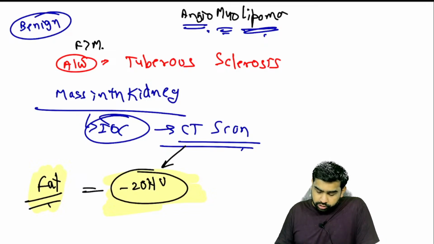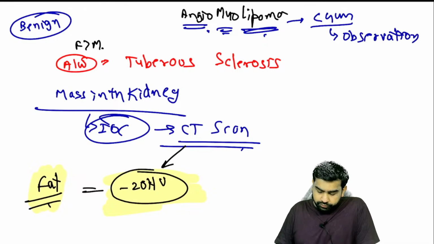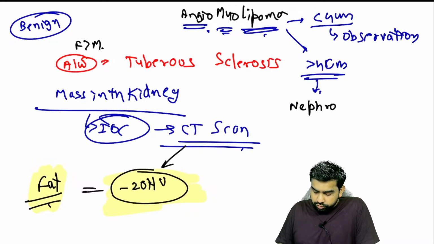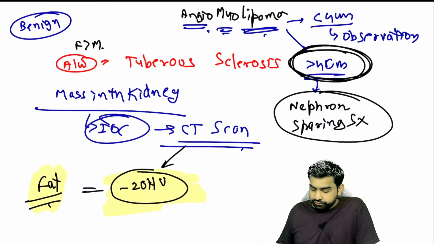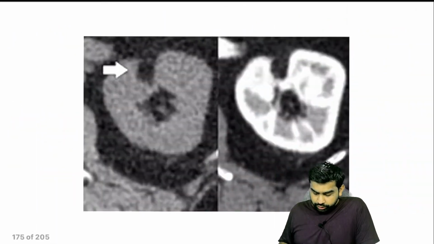What about the management? If the size of the tumor is less than 4 centimeters, then you just go ahead with observation. But if the size of the tumor is more than 4 centimeters, then you have to go ahead with a nephron sparing surgery, that is a partial nephrectomy. I hope you have understood this point. This is very important.